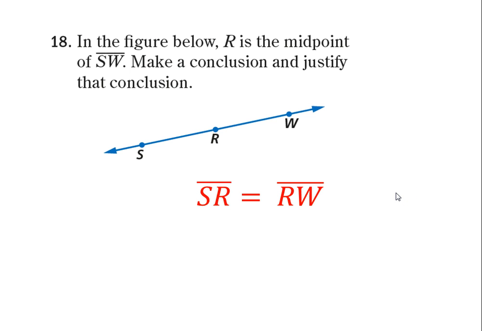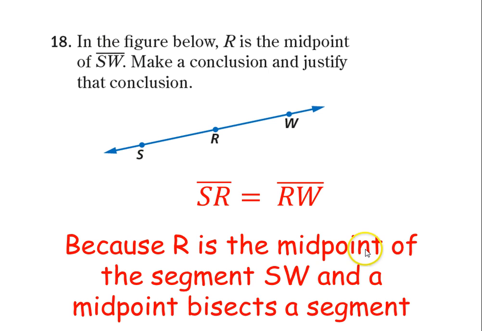And why can we say that? Why is it okay for me to say that SR is equal to RW? Well, it's okay because R is the midpoint of the segment SW, and a midpoint bisects a segment. That's the definition of a midpoint. If we talk about a midpoint, that's saying that this is right in the middle of S and W. So therefore, these two segments must be the same.